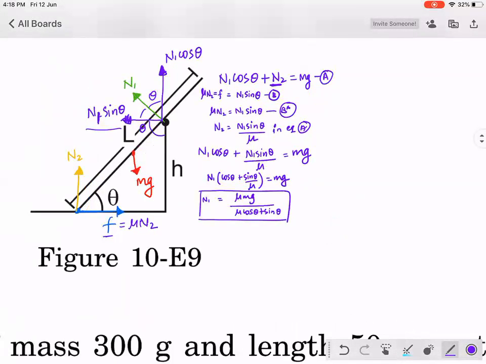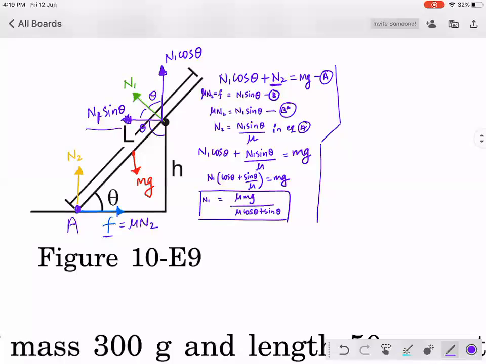Now we will find torque. We will find torque about point A. So how will mg rotate the rod about point A? Can you tell me? Clockwise. So let's write the torque due to mg.